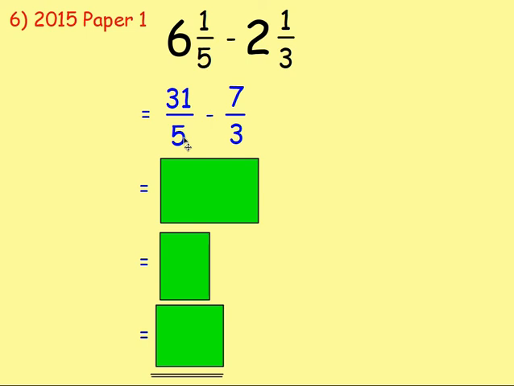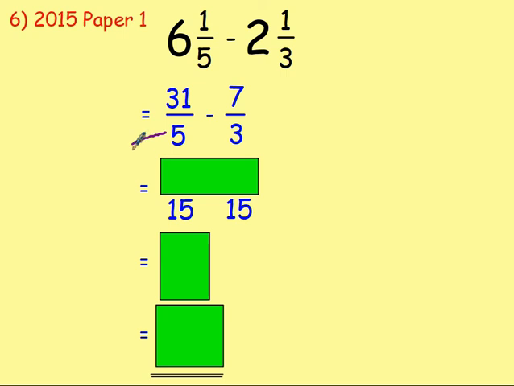Now what I'm doing is I'm subtracting fractions, so I need the same denominator. To get the lowest common denominator, think about the 5 times table, 5, 10, 15, 20, 25, and so on. And the 3 times table, 3, 6, 9, 12, 15, and so on. The smallest number that appears in them both is, good, it's 15, fantastic.